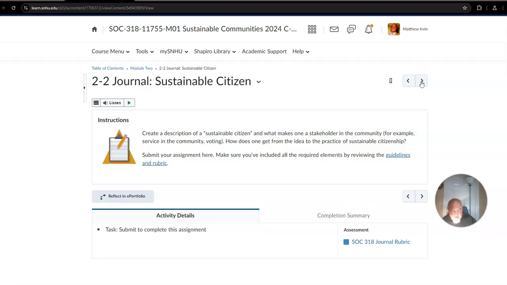The second element is create a description of a sustainable citizen. What makes one a stakeholder in a community? For example, service in the community, voting. How does one get from the idea to the practice of sustainable citizenship?